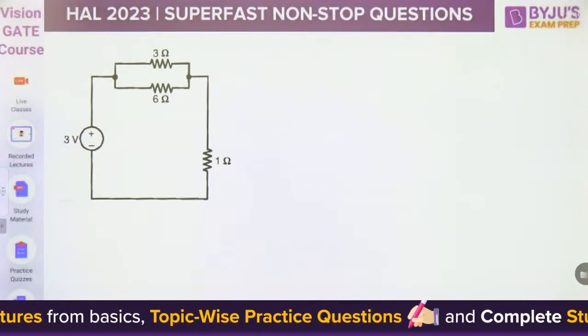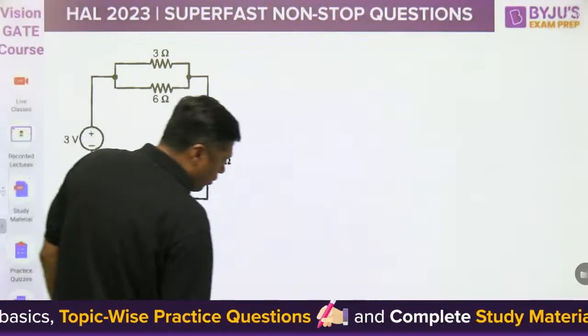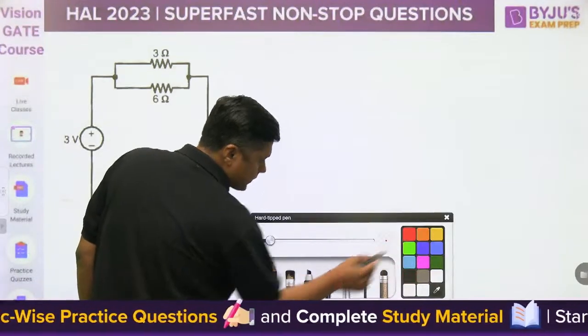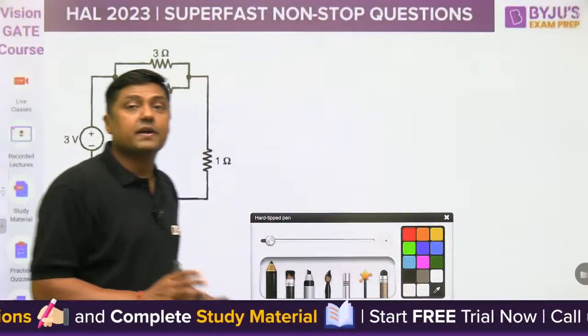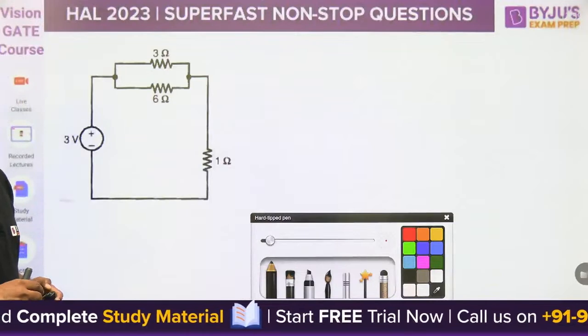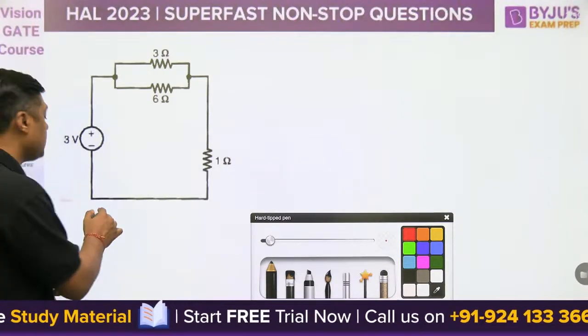First of all, find the equivalent resistor here. What is the equivalent resistor here? Okay, so ask your friend to join the session, everyone. Rahul has given the answer 3, that is D. Yes, that is the correct answer.